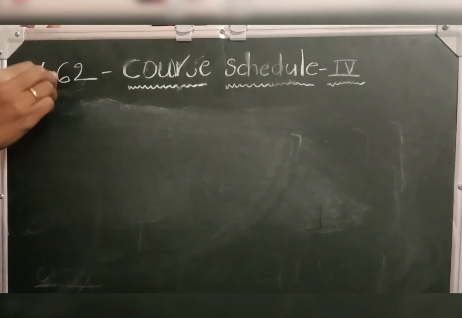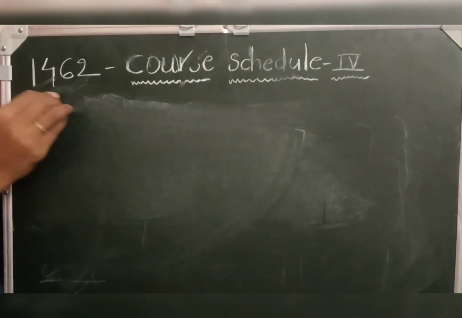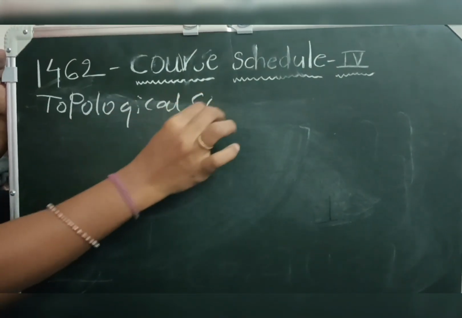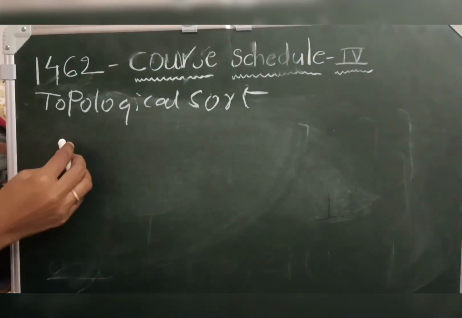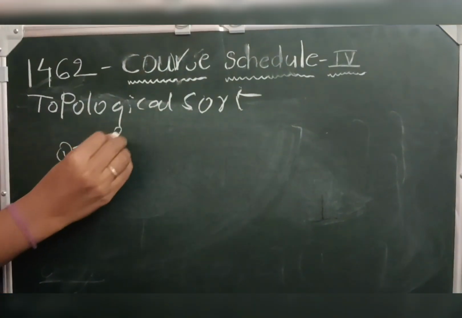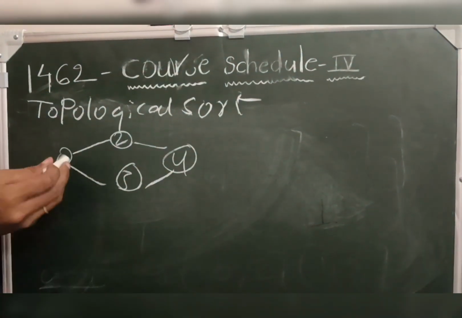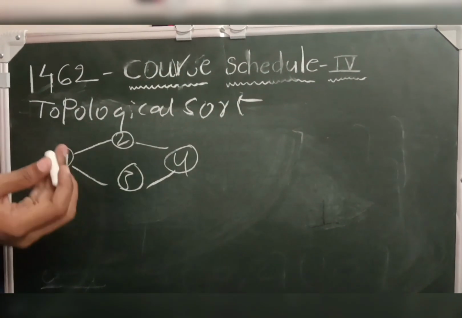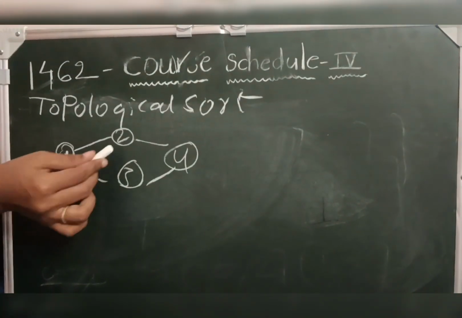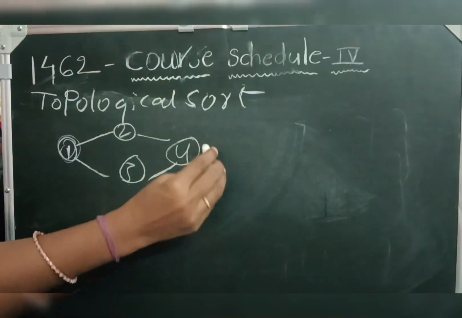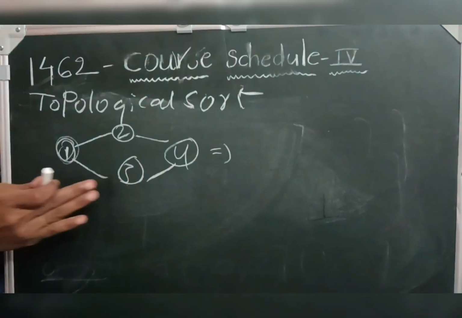Before going to the solution of this problem, you have to know what is meant by topological sort. For example, imagine there is a graph like this: 1, 2, 3, and 4. Topological sort means you have to print in the order of the dependencies. First you have to complete 1. After that you have to complete 2 and 3. So for this, the topological sort is.